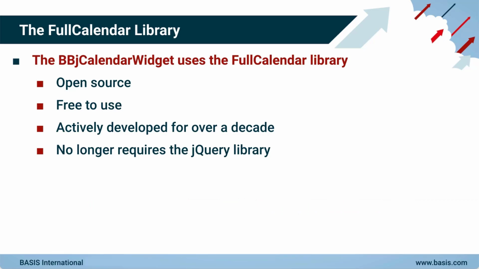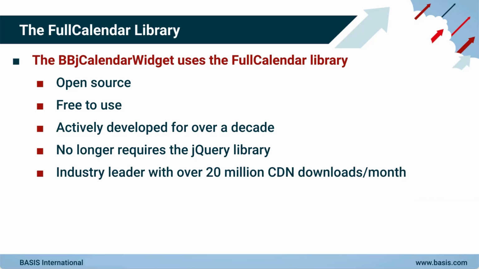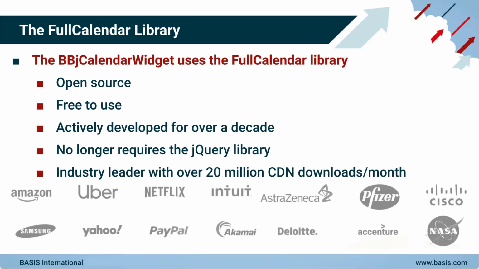Besides the size and speed improvements, the FullCalendar library has continued to advance over the years, making it one of the industry leaders. It's used by several prominent companies, including Amazon, Netflix, Samsung, PayPal, and even NASA. And if you're still not convinced, the library currently boasts over 20 million CDN downloads every month.